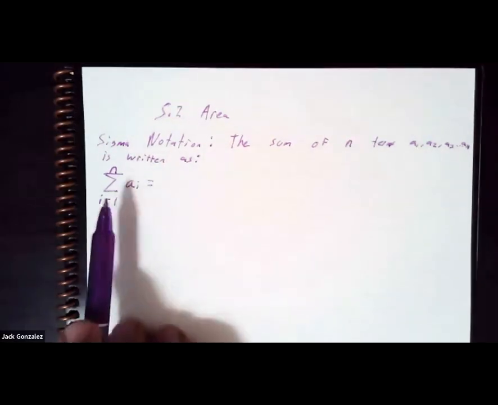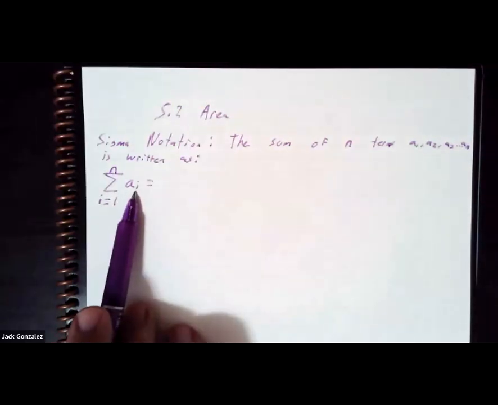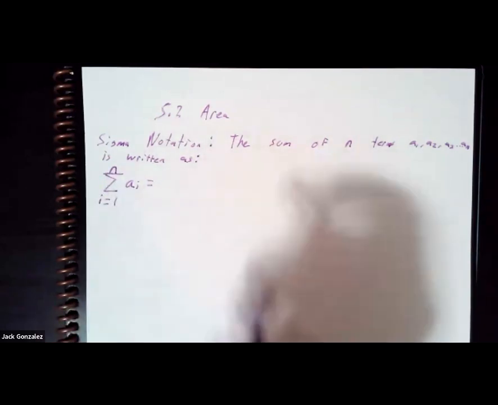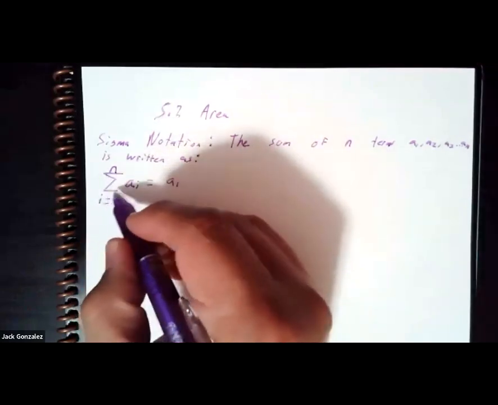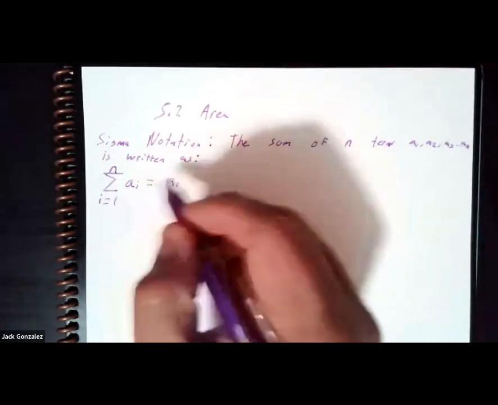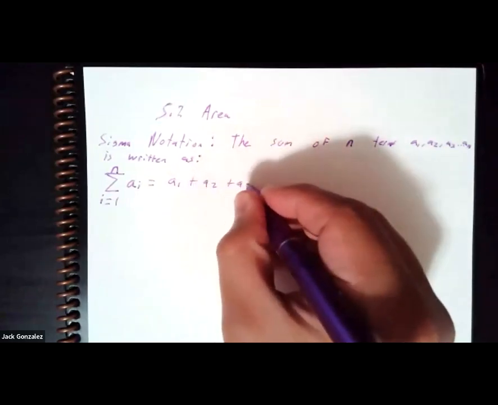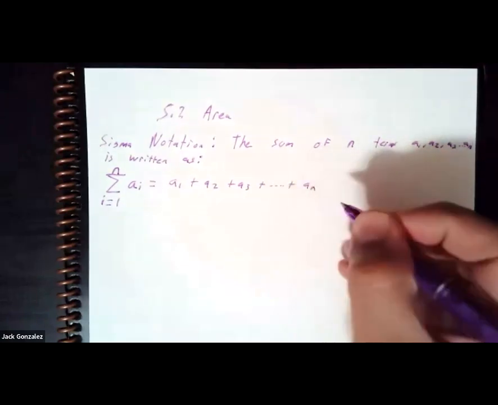This is telling you start at 1, the index. So the i is going to be 1 and go all the way until n. So 1, and then the capital sigma means sum. So add these terms: 1, 2, 3, all the way until you get to the nth term.